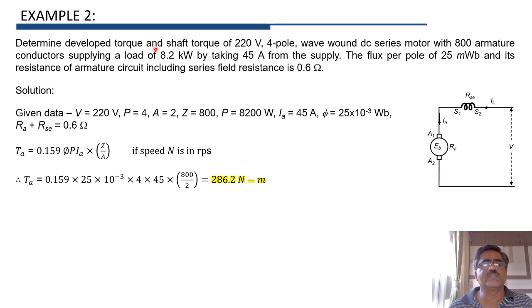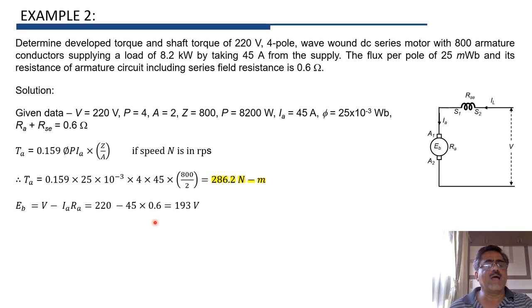Now we have to calculate the shaft torque. The shaft torque and output power are related by the equation power P is equal to 2 pi n Tsh. So first of all we have to determine n. n can be determined from Eb. Eb can be calculated as Eb is equal to V minus Ia into Ra. In this case, this Ra is nothing but Ra plus Rse, and Ra plus Rse is equal to 0.6 ohm. So substituting the values of V, Ia and Ra, we can calculate Eb, which is equal to 193 volt.